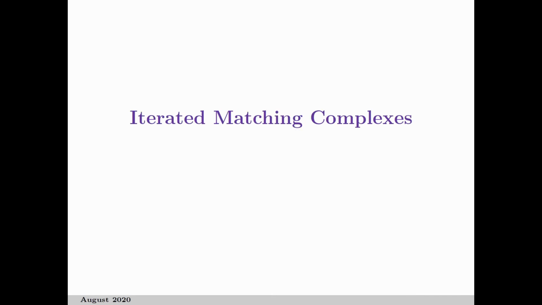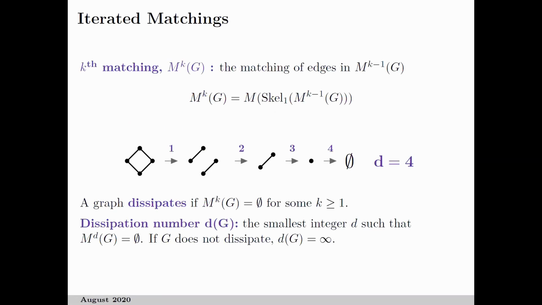We're going to switch gears now and talk about iterated matching complexes. We will define the kth matching, M_k of G, to be the matching complex of the edges in M_(k-1). Specifically, to get the second matching complex, we look at only the edges and vertices in the first matching complex, and then take the matching of that graph. So in this section, we don't care about the filled-in triangles like we were talking about previously.